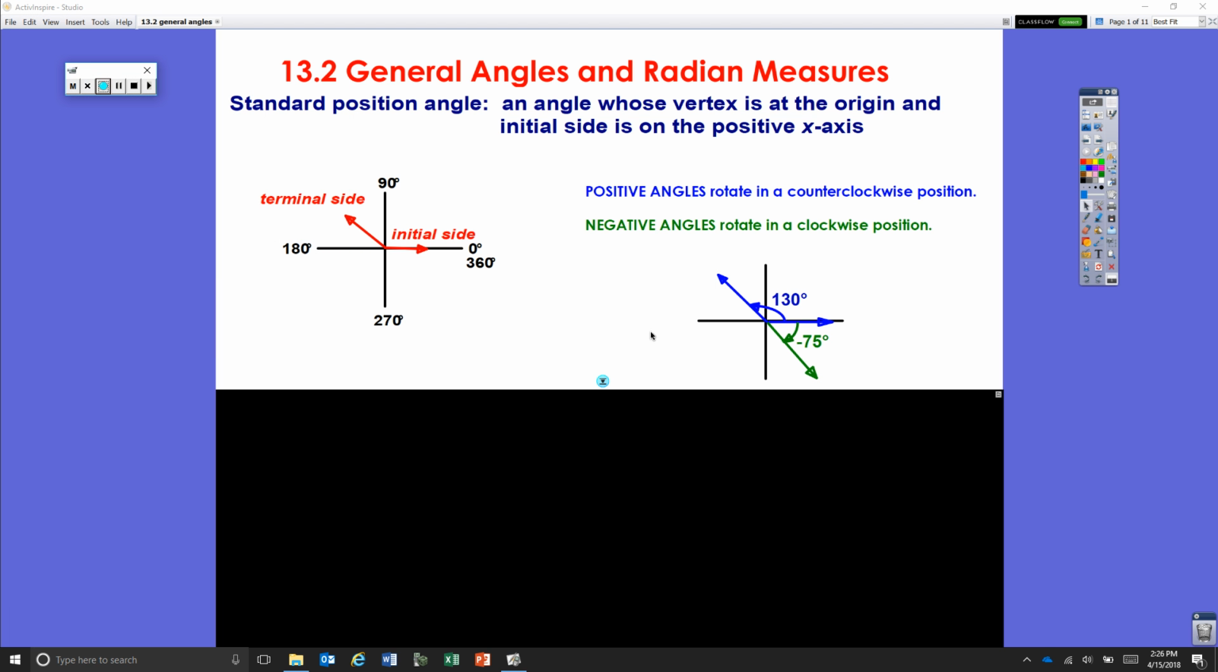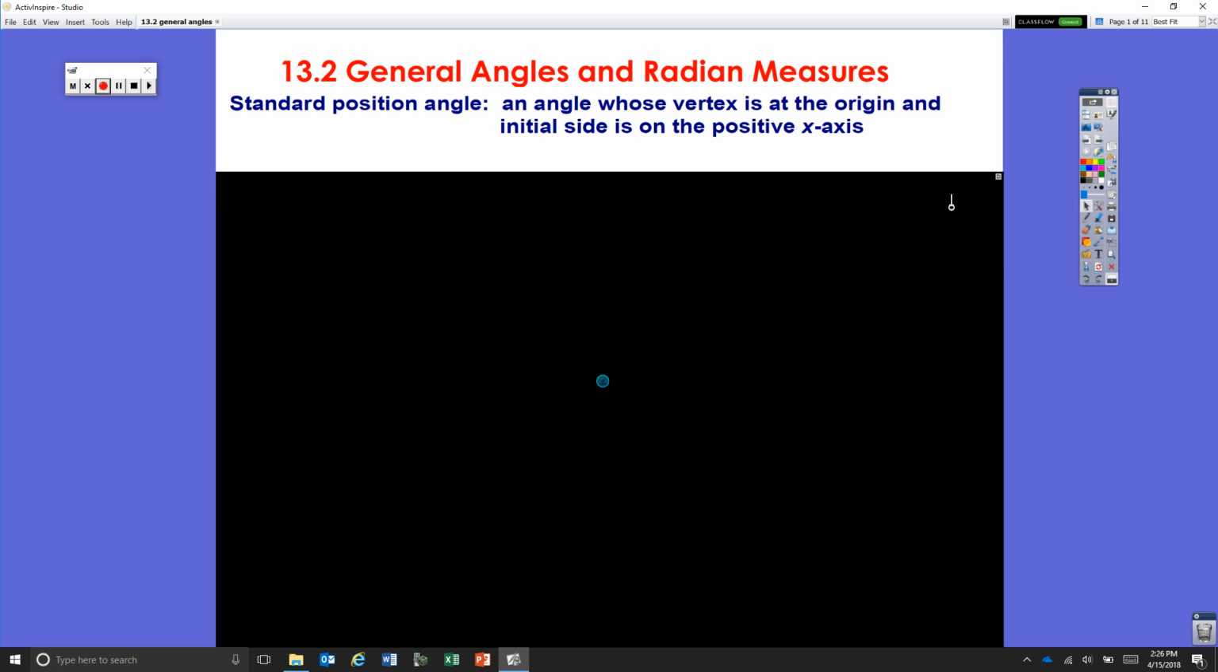Today we're going to talk about 13.2 and the general angles that are formed in trigonometry on a 360-degree plane and how to measure their angles in radians. So first of all, I'd like to talk to you about what is considered the standard position of an angle.